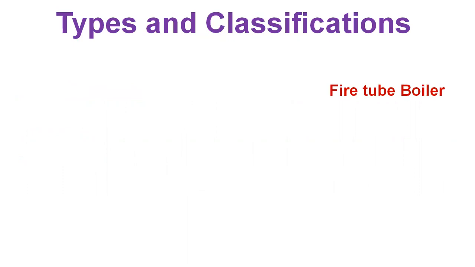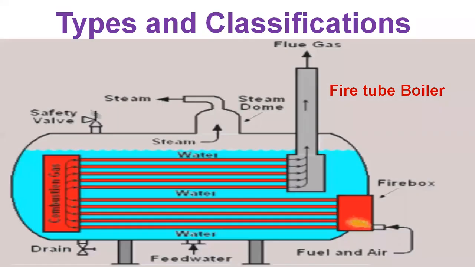Then let's see the types of boilers and their classifications. There is a virtually infinite number of boiler designs, but generally they fit into one of two categories. Fire-tube boilers contain long steel tubes through which the hot gases from a furnace pass, around which the water to be converted to steam circulates.